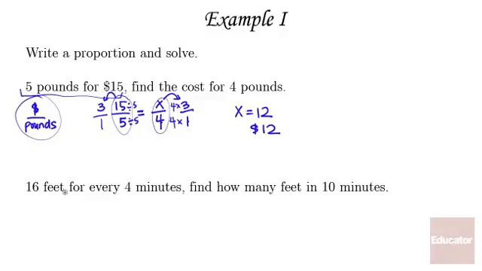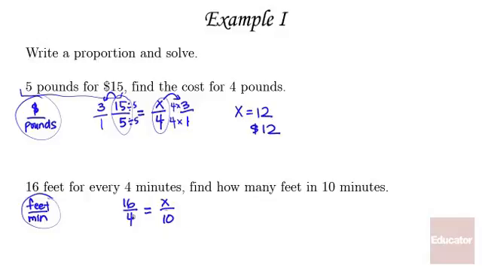Okay, the next one. 15 feet for every 4 minutes. Find how many feet in 10 minutes. So my word ratio, I'm going to make it feet over minutes. So then my 16 feet is going to go on the top, and my 4 minutes is going to go on the bottom. Equal it to how many feet? Find how many feet. That's what we're looking for. So feet, that's the top number, right? That's x. And then over the number of minutes is 10.